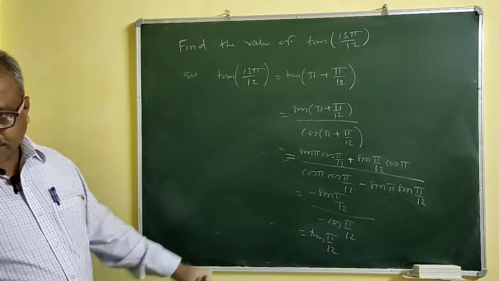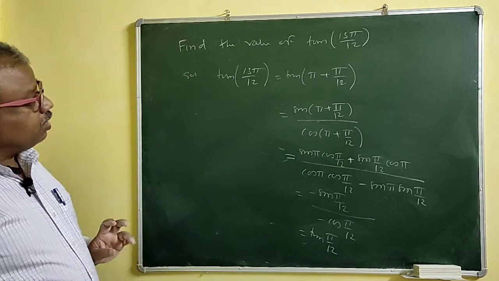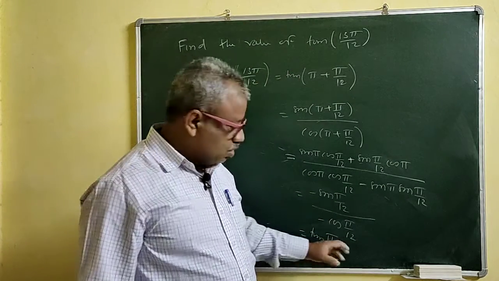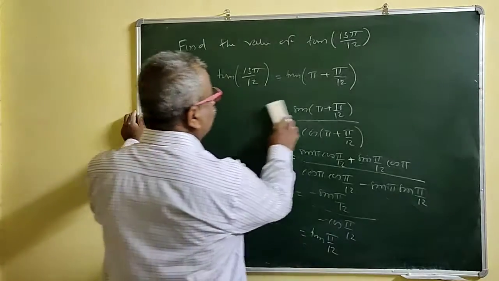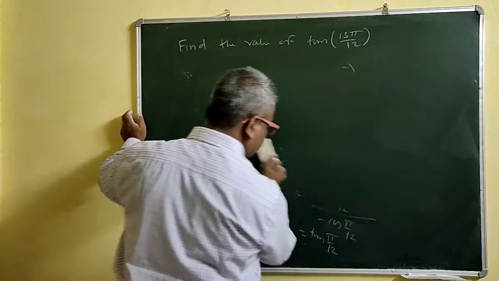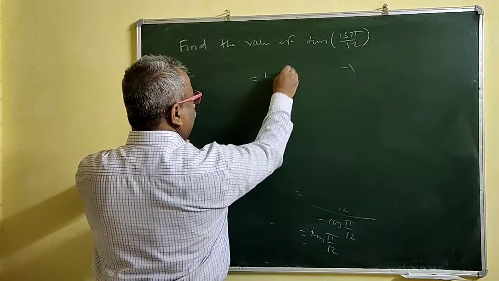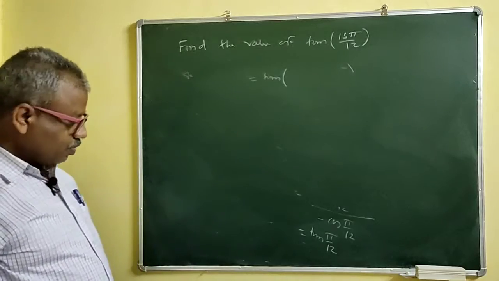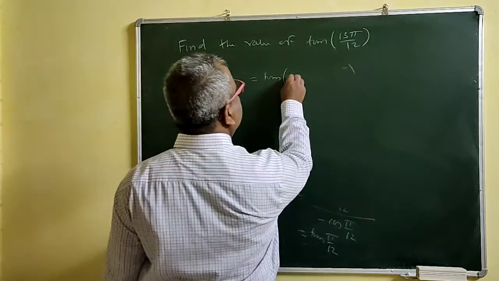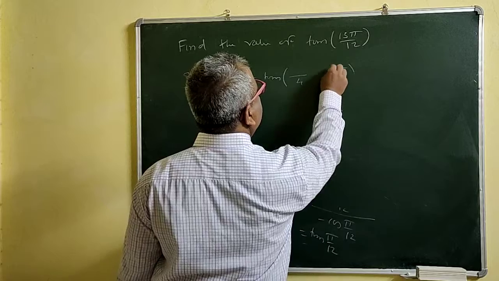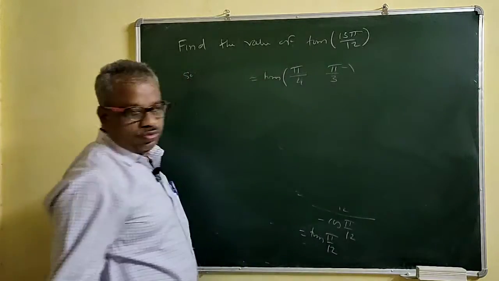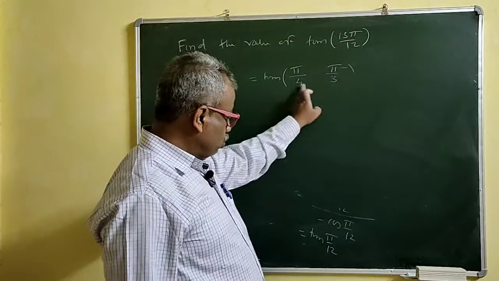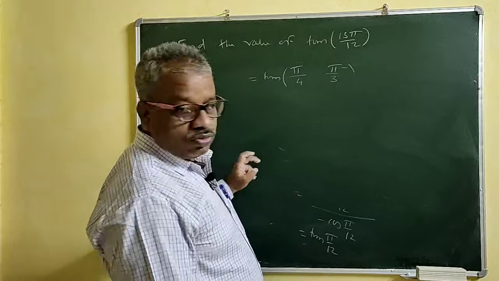Now we have to find the value of tan of pi by 12. This is not a known value actually, so we have to move further. How can we write pi by 12 in terms of known angles? Suppose this is 4 and suppose this is 3. So pi by 3 is known, pi by 4 is also known to you. Which sign do we have to take now? We get the denominator as 12. So what do we have to write here?